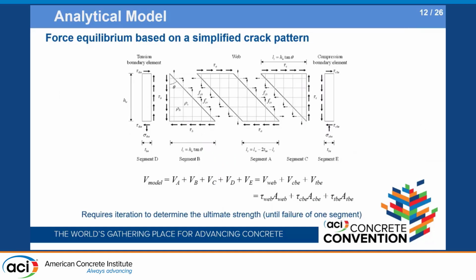So the strength provided by these squat walls with boundary elements is just the sum of the strengths of the 5 segments, which are the shear strengths of the web, the tension boundary element and the compression boundary element. But unfortunately, the 5 segments do not fail simultaneously. We need some iterative calculations until one of the segments fails.